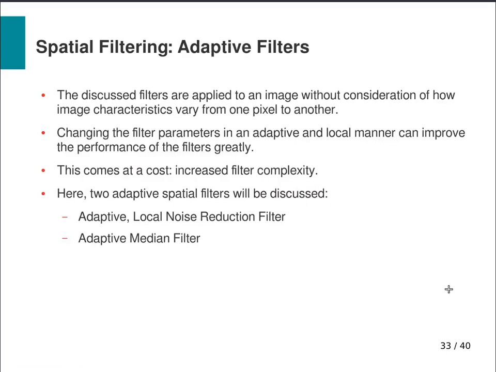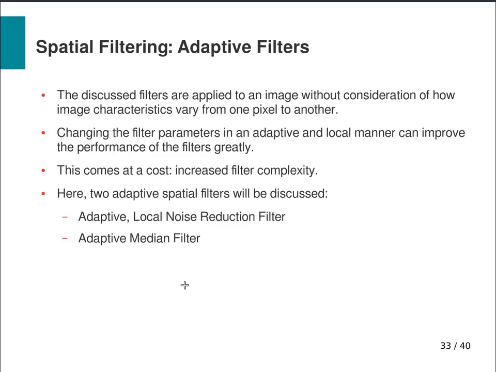So in all of these images that we discussed, the filters are applied to an image without consideration of how image characteristics vary from one pixel to another, so whether a pixel is in a uniform region or whether it's next to an edge or boundary. In reality, changing the filter parameters in an adaptive and local manner can improve the performance of the filters. Of course, this comes at a cost, which means that we have a filter with more complexity or that is more time consuming to apply to the image.